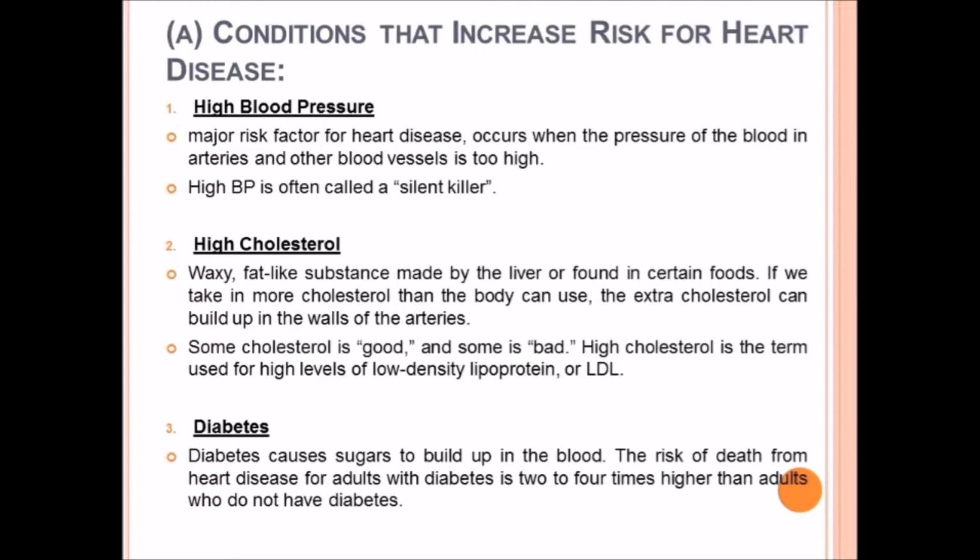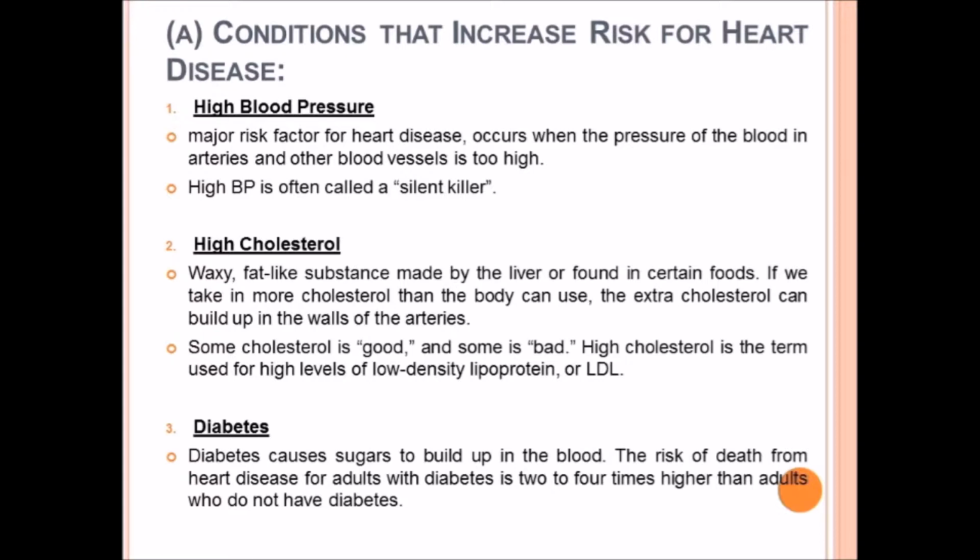This leads to narrowing of the arteries and can decrease the blood flow to the heart, brain, kidneys, and other parts of the body. Some cholesterol is good, and some is bad. High cholesterol is the term used for high levels of low-density lipoprotein, or LDL, which are considered bad because they can lead to heart disease. A high level of high-density lipoprotein cholesterol, or HDL, is considered good because it provides some protection against heart disease.